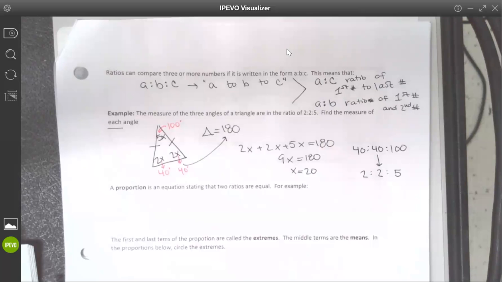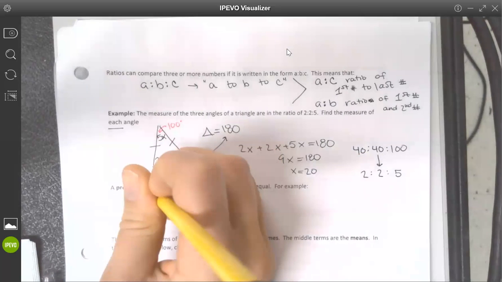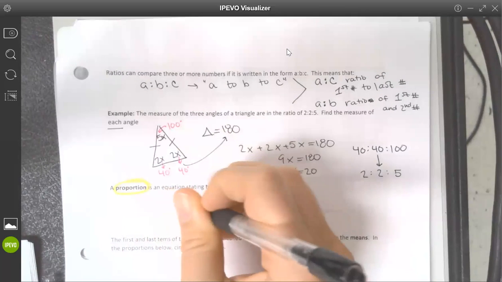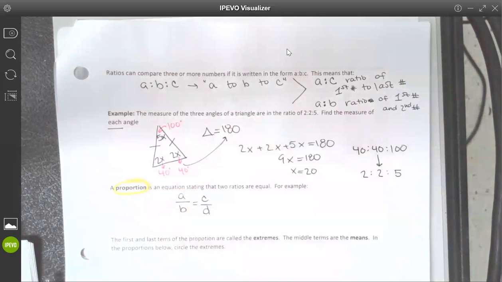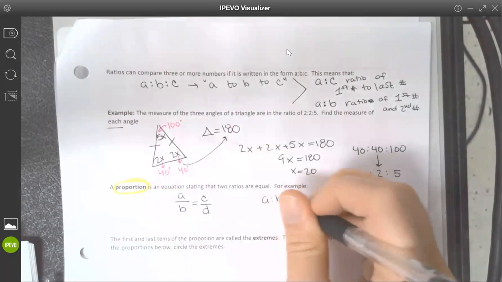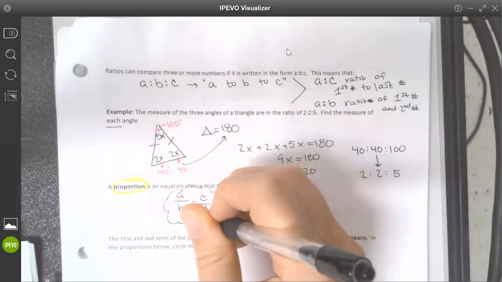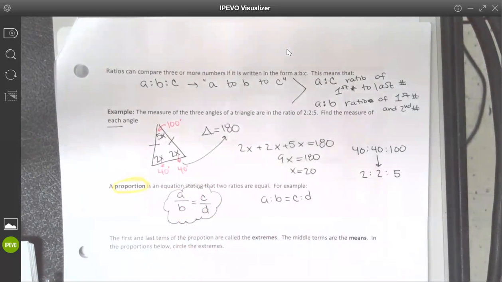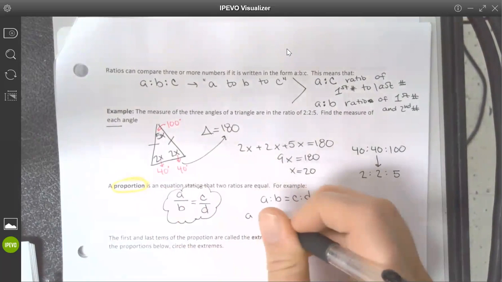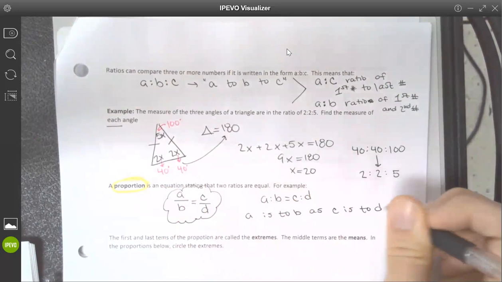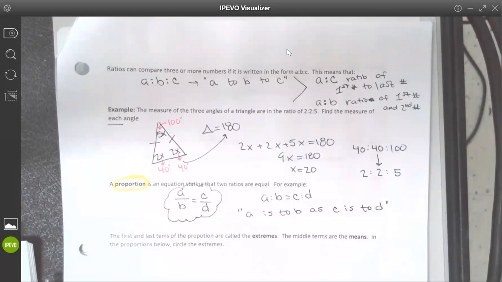Now we use this ratio idea to create what's called a proportion. And proportions are much more usable because it's something we can solve. A proportion is when we're saying two ratios are equal. It looks like this, or it could be this, but typically we see it in math class like this. And it's saying that A is to B as C is to D. That's my proportion.